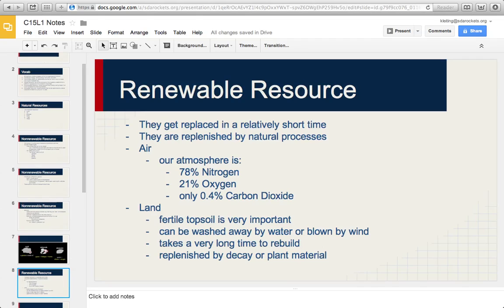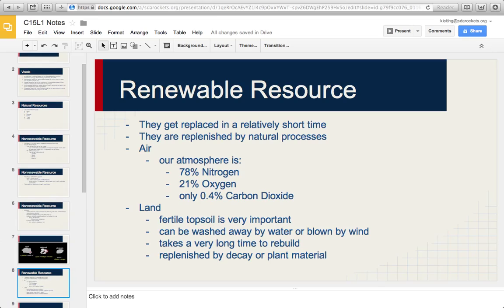Renewable resources. They get replaced in a relatively short time. We can replace them almost as quickly, if not as quickly, as we can consume them. They're replenished by natural processes. So this is trees growing. Air goes through a cycle, kind of like water does.